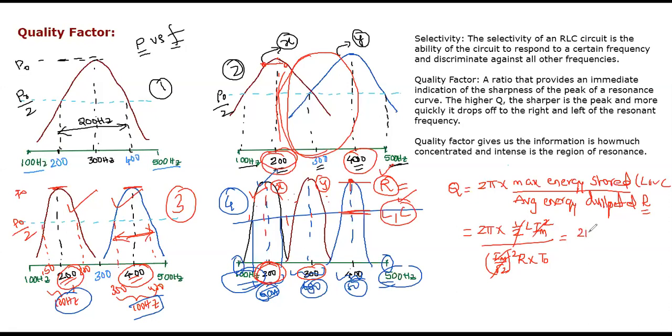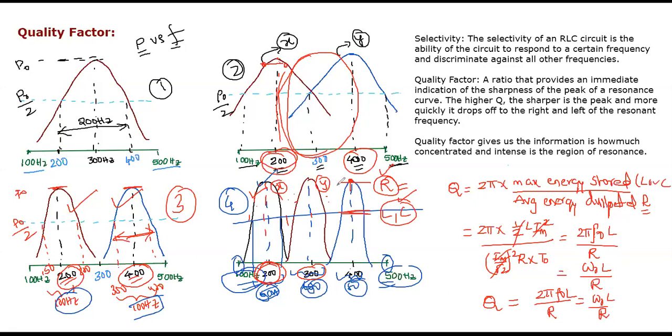In this case, 2 pi into 1 by T naught you can write as 2 pi F naught, into L by resistor R. This is omega naught L. So 2 pi F naught L by R is nothing but omega naught L by R. This is the expression for quality factor: 2 pi F naught into L by R, otherwise omega naught L by R.